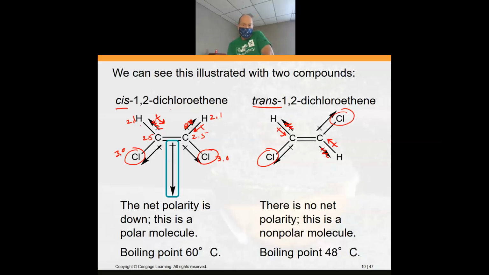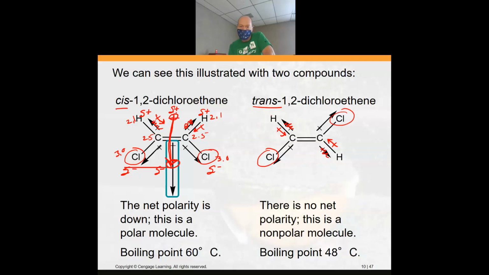What we're going to find is that we're going to have our delta pluses at the lowest electronegativity, the hydrogens, and the delta minus at the higher electronegativity, the chlorines. When we look for our center of plus, it's going to be right between the hydrogens, and right between the chlorines for the delta minus. So here is your center of delta plus, here is your center of delta minus, and your dipole moment goes here. And so that is polar.